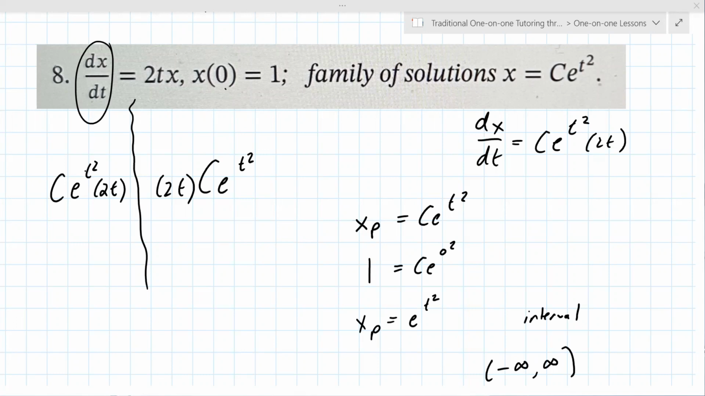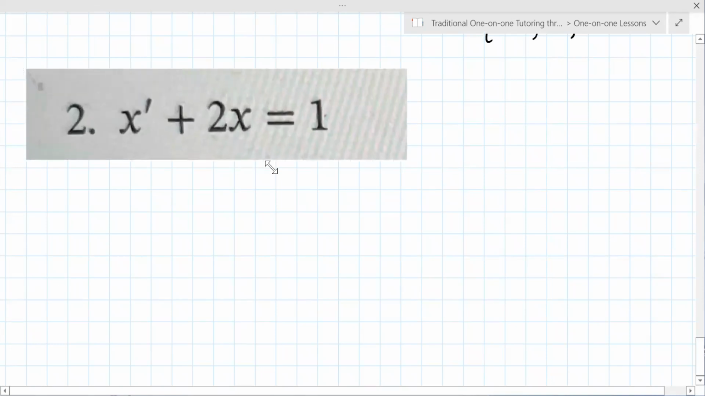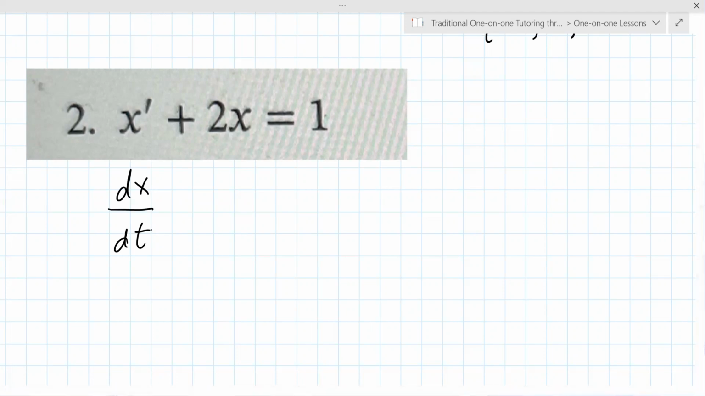If they're separable, they have to follow the order of being in the form dx over dt equals g of t times h of x. Yeah. So what I would tell you to do is write it as dx dt for number 2. We'll come back to 1, but let's do one that's kind of right.